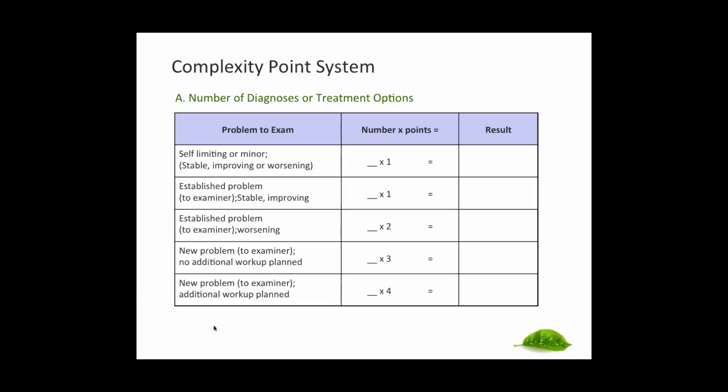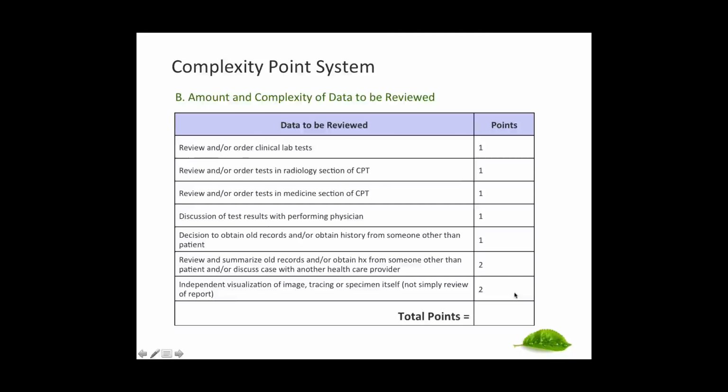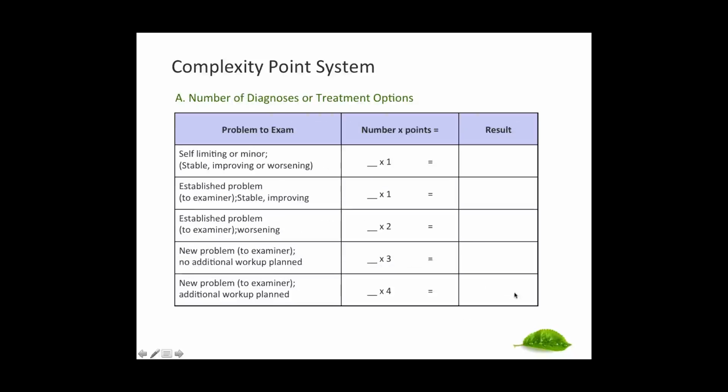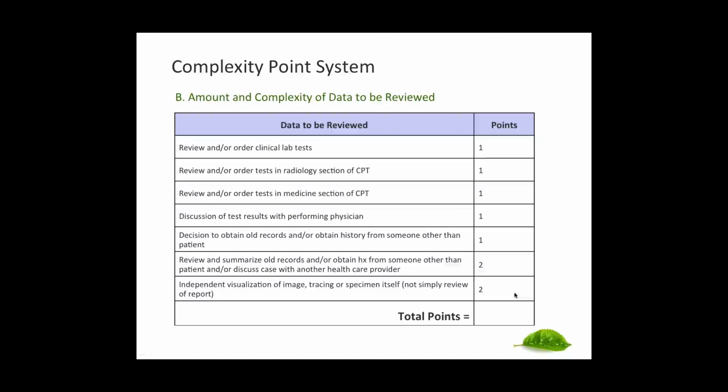Whereas that new problem, let's just say if they had a finding of wheezing and whatnot, they're going to go get a chest film to figure out if they have pneumonia. That may be the difference between no additional workup plan and additional workup plan, which you can see is reflected in the point system here. So as far as the results, the maximum is going to be 4 here for tallying this up in the end, okay? So that's the first piece of complexity.